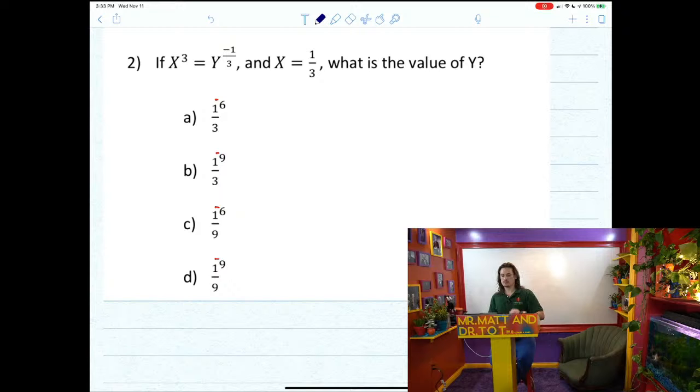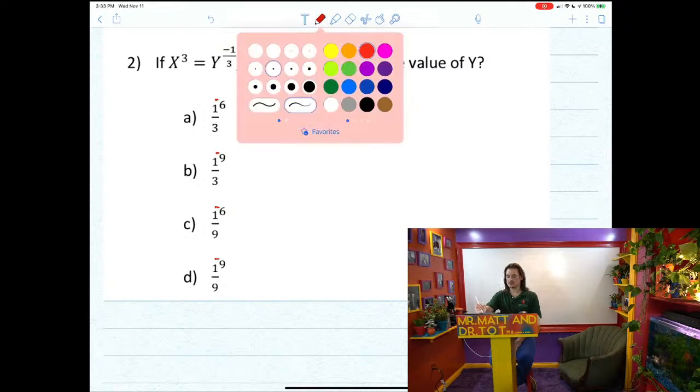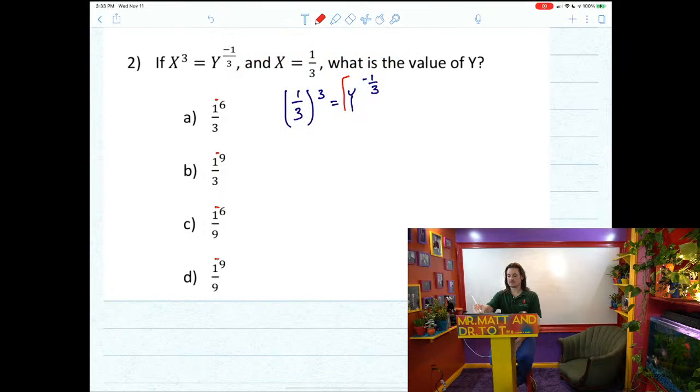Okay, so if we insert 1/3 for x, then we're going to have 1/3 quantity raised to the third power is equal to y raised to the negative 1/3 power. In order to get rid of that negative 1/3, I need to exponentiate to the negative third, because only negative 3 times negative 1/3 is going to give me a positive 1.